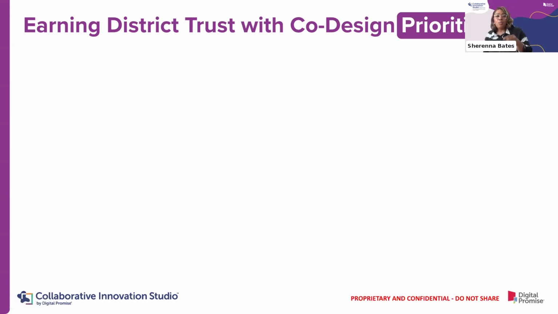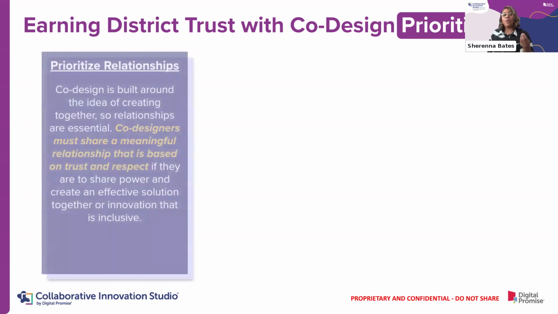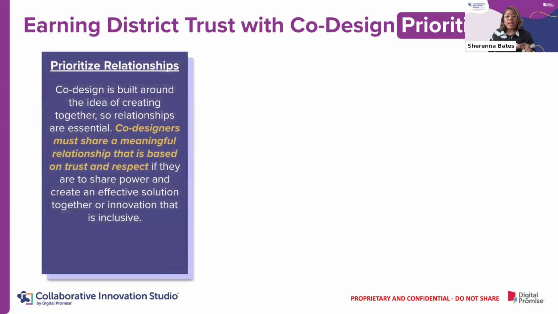In co-design, we have three priorities that we focus on. The first is prioritizing relationships. This is important because without those relationships, without the trust building, without the transparency, we're really limited in the way that we can engage with the stakeholders. And so co-designers must share a meaningful relationship that is based on trust and respect.